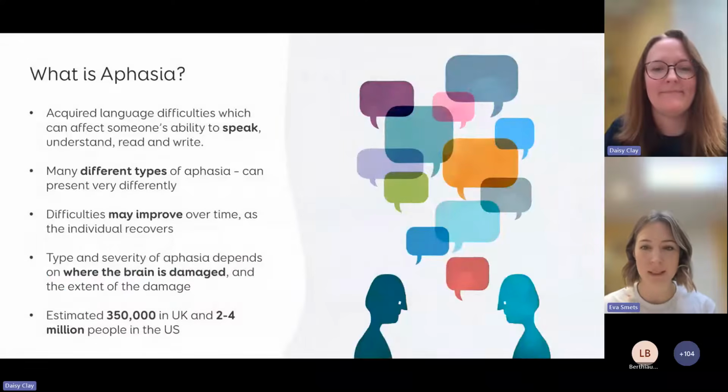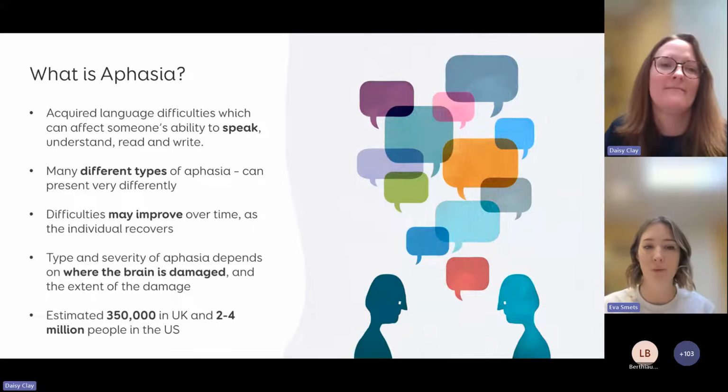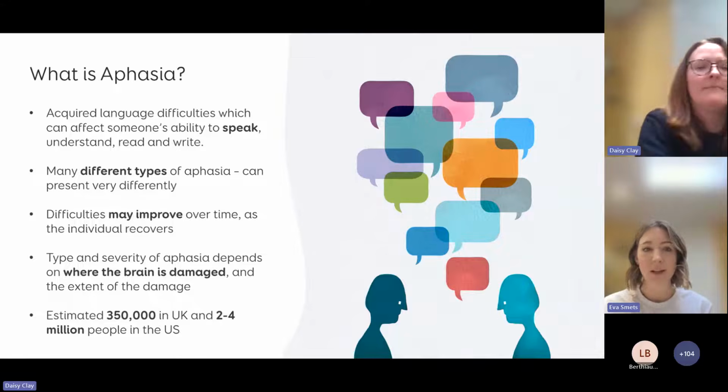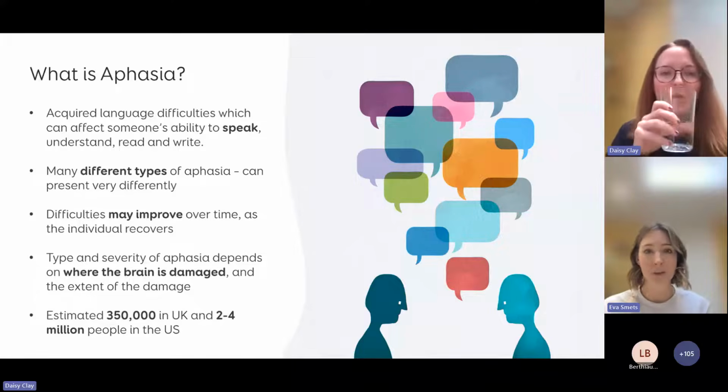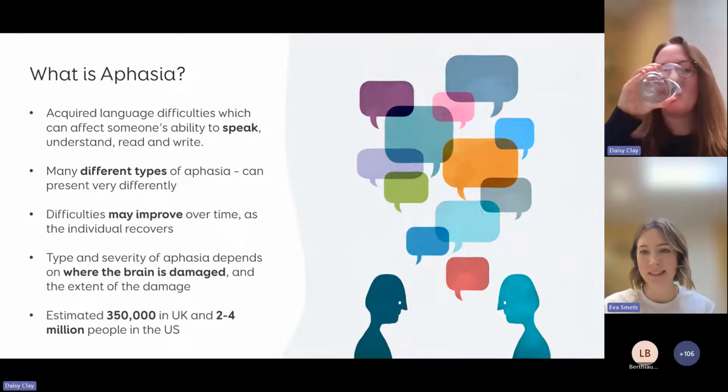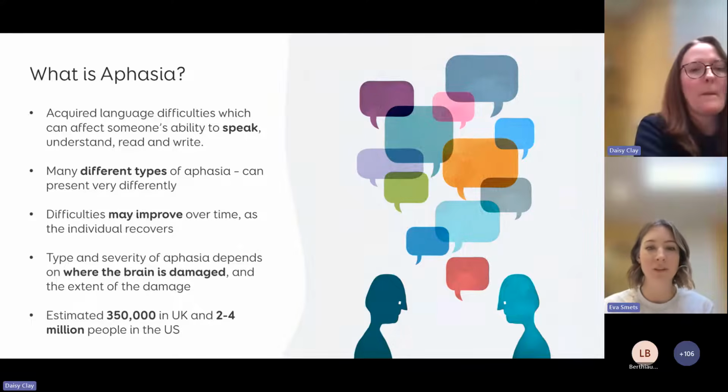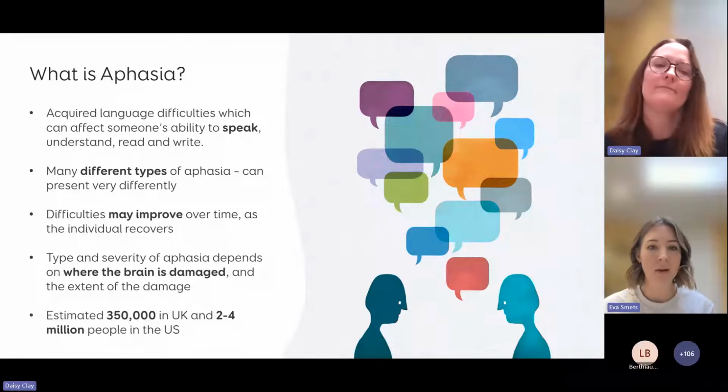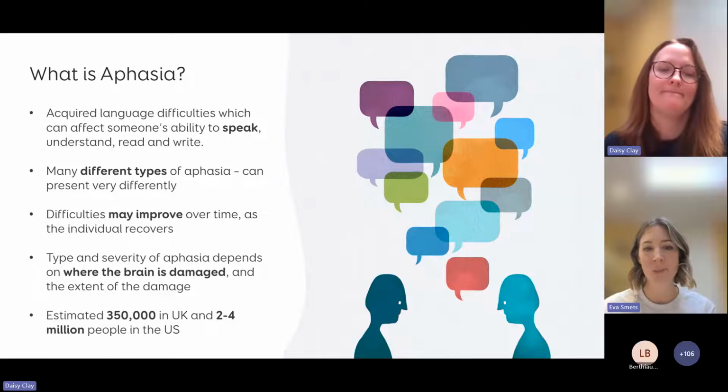So what is aphasia? I'm sure many of you know already, but aphasia is an umbrella term for acquired language difficulties. So aphasia can affect speaking, reading, writing, and understanding. And an individual may have some or all of these aspects of communication affected. There are lots of different types of aphasia, which can present quite differently. It can be progressive, such as primary progressive aphasia. And for lots of people, aphasia can improve over time as the individual recovers.